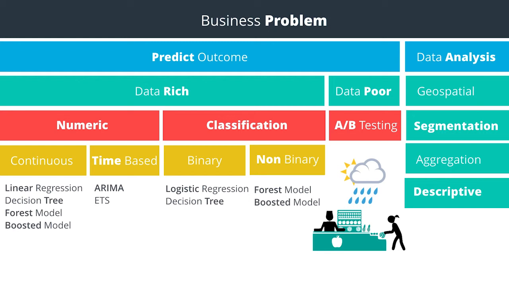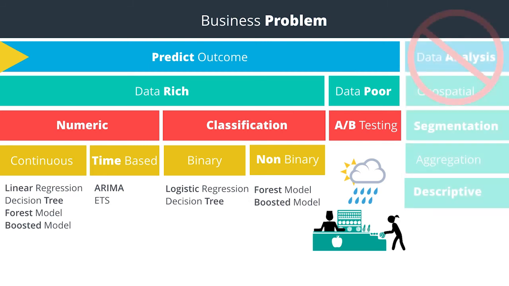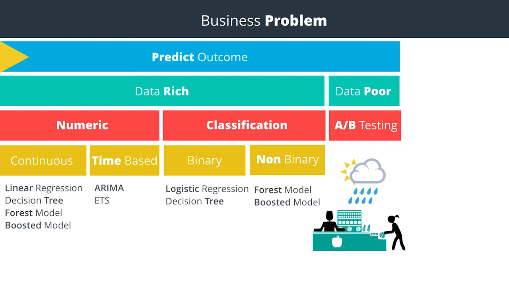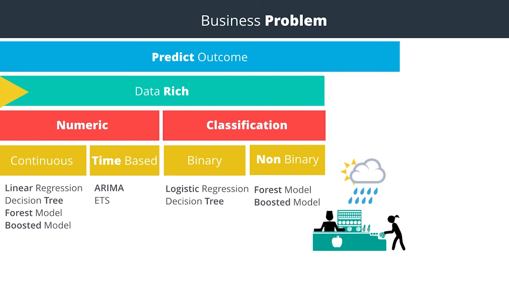So for this example, where are we on this chart? We know we have a business problem where we are trying to predict an outcome. That rules out needing to do any data analysis. What we also know is we have lots of data, so we can call it data rich. Now we are divided between two sections, numeric and classification.